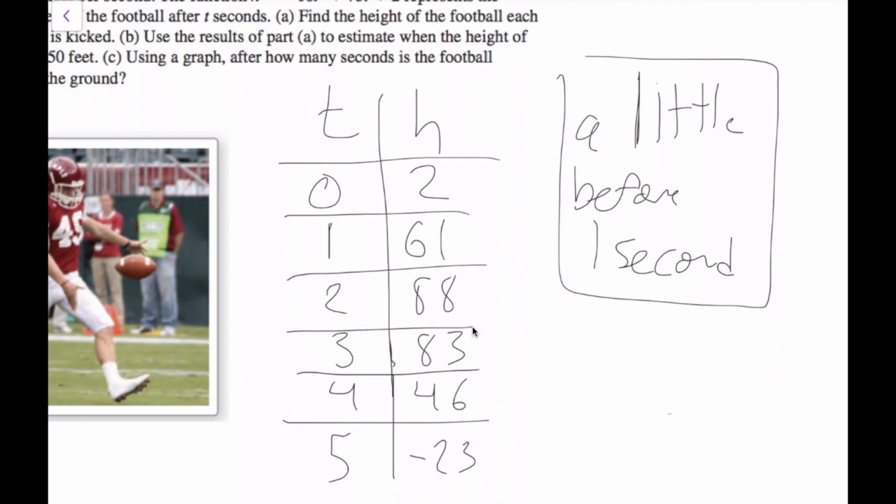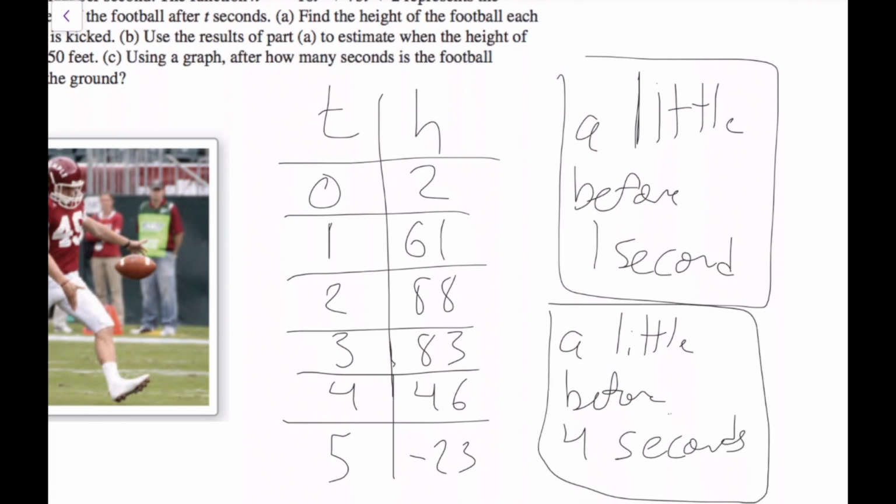Then it comes back down, in between 83 and then 46. And this is also going to be probably closer to 4 seconds here, because 46 is much closer than 83. So it's going to be a little bit before 4 seconds for our other one. And that is our estimate of part B. We don't really have enough information just given this table to find a super accurate approximation, but this is as good as it gets. Find the range and then say which number it's closer to.